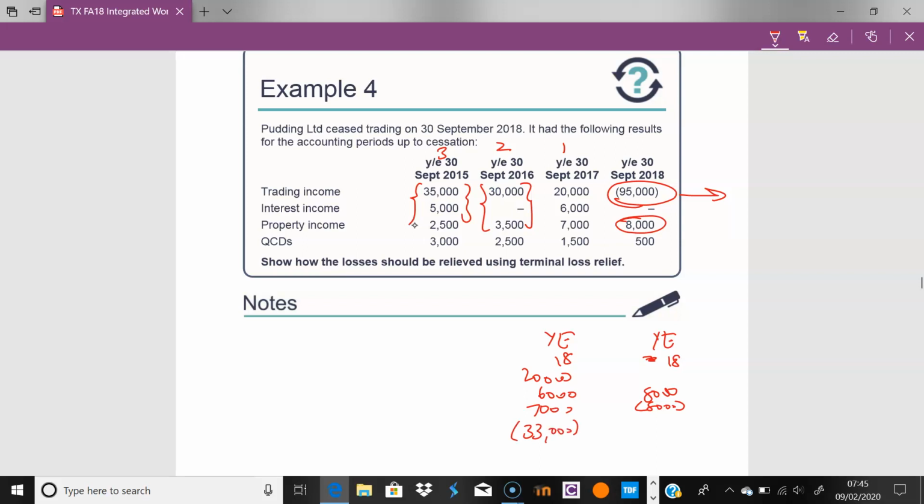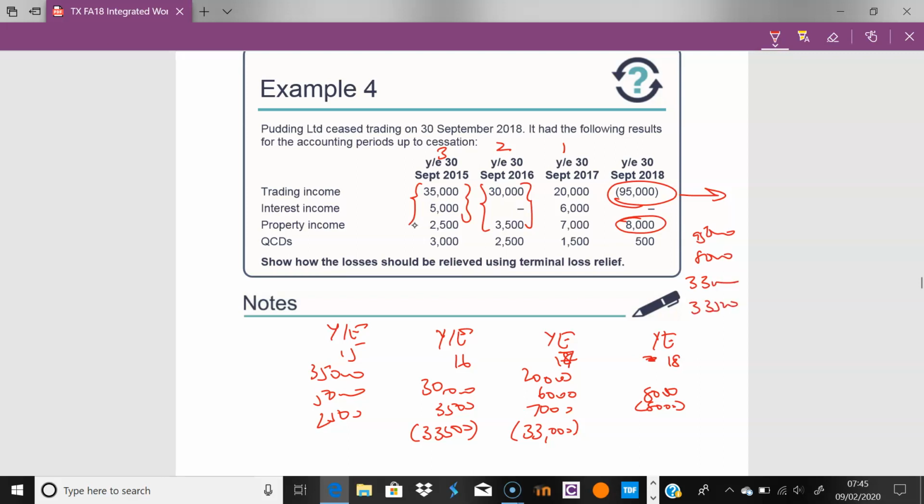That's 33. Then you have here year end, sorry, this would be 17, 16. Then I have 30,000 here and 3,500, so that's 33,500. Wipe that out. And whatever's left, year end 15: 35,000, 5,000, 2,000, 2,500, whatever's left. So I've had 95, take out 8, take out 33, take out 33,500, and whatever the balance is, whack it against this.